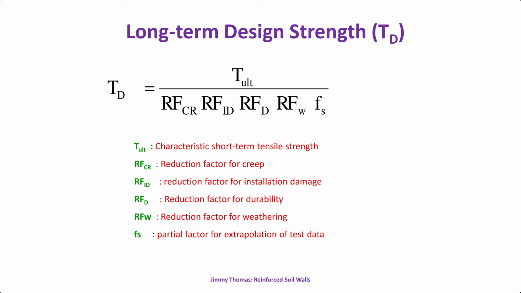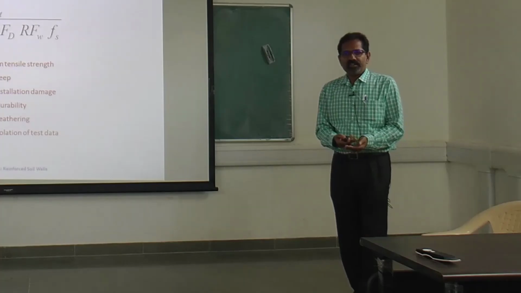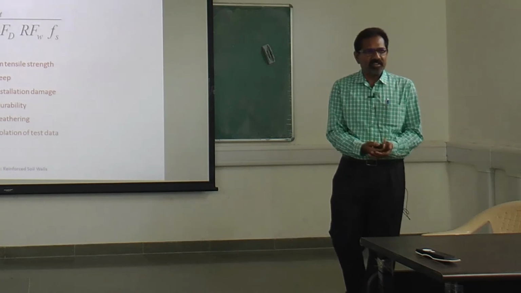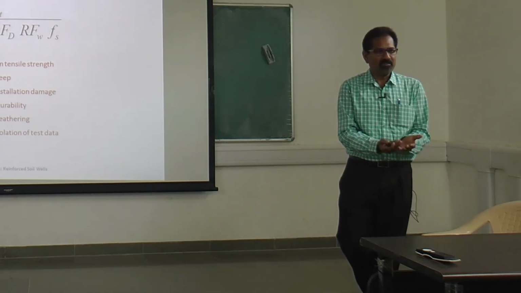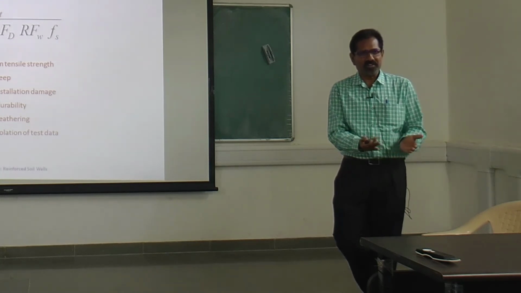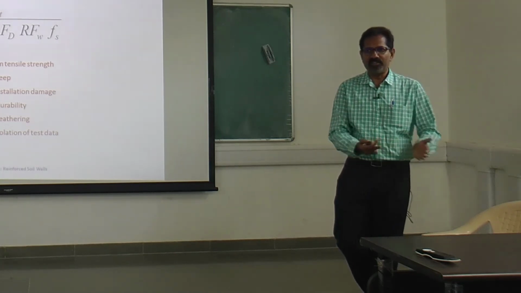So that has to be divided by different reduction factors: one for creep, then for installation damage, then for durability, for weathering. Then this is the factor of safety for extrapolation of test data. That means all this comes from tests, and there is an uncertainty associated with that. If you are very confident, then it can be very low, even 1. But if your testing is not as reliable, then we'll have to take a larger factor.